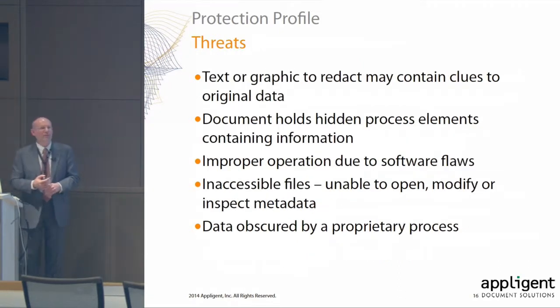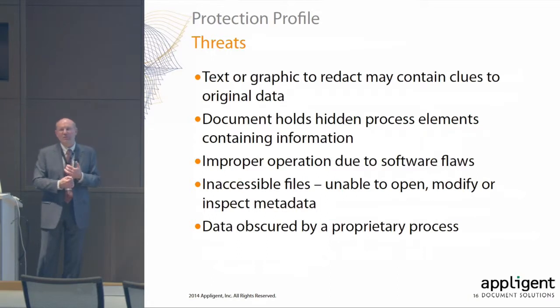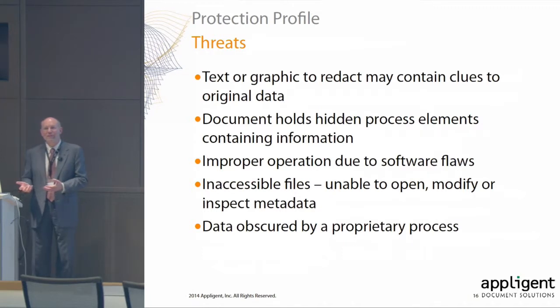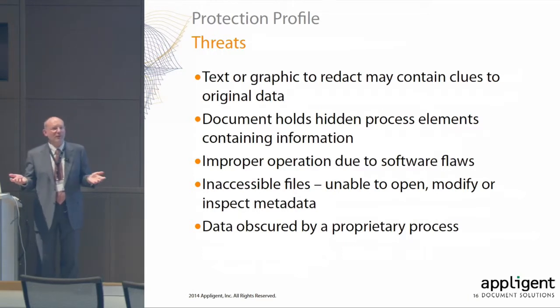What are the threats to a redaction tool or redaction technology in general? This is a pretty good list right here. You don't want the resulting document to contain any clues to what was originally there. You don't want the resulting document to have hidden data. So stuff can't be hiding inside the file, which contains clues to what was there or additional information that should have been redacted. Other threats are the software can just plain screw up and fail.